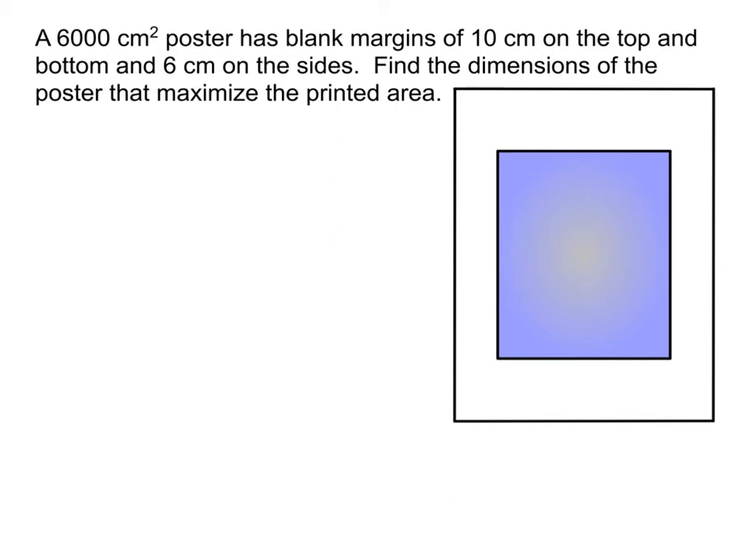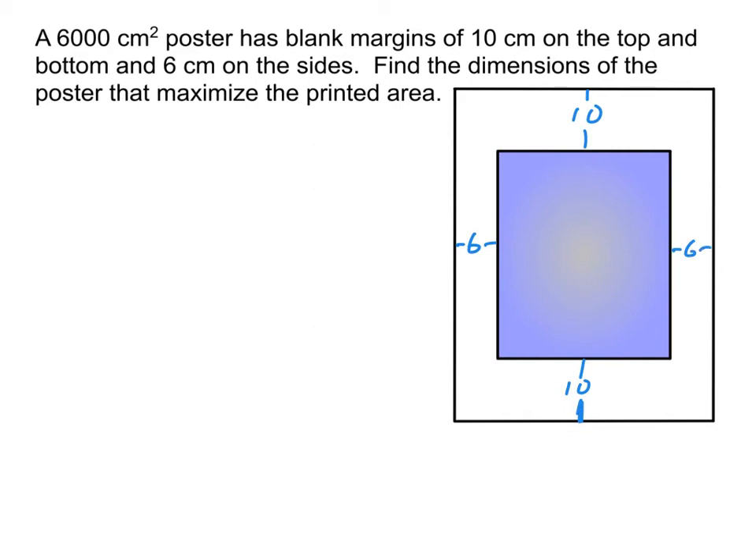All right, so here's my picture where I got the big paper on the outside, some blank margin, and then we actually have our printed area in the middle. Now, we got these margins, and the margins are the part that's going to give us trouble if we aren't careful with them. So let's go ahead and start by putting those margins on here. So the top margin is going to be 10, and the bottom margin is also going to be 10. Okay, the sides, each of those has a margin of 6 centimeters. And so it's going to be 6 there, and it's going to be 6 there.